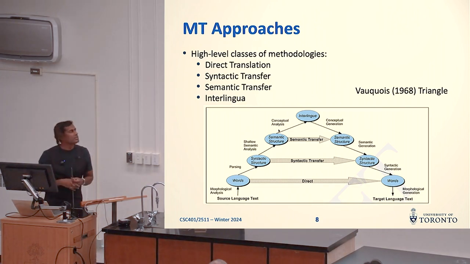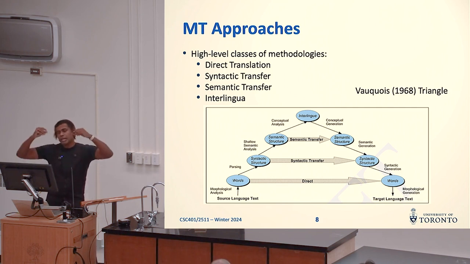So at a high level, we can delineate the different levels, classes of methodologies of machine translation into 4 different ways. One is as displayed by this so-called Vauquois triangle. First, you can have just direct translation from words to words, and then you can move up the chain. You can do syntactic transfer, you can do semantic transfer.